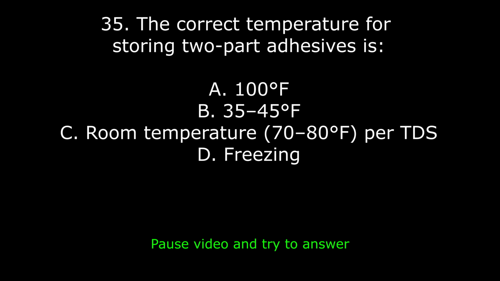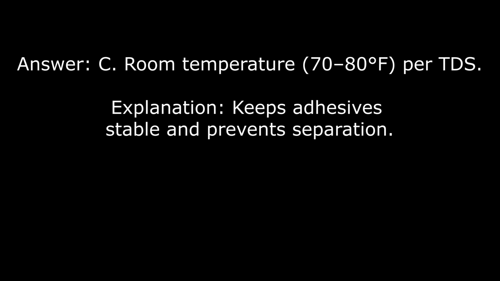35. The correct temperature for storing two-part adhesives is A. 100 degrees Fahrenheit. B. 35 to 45 degrees Fahrenheit. C. Room temperature, 70 to 80 degrees Fahrenheit. D. Freezing. Answer: C. Room temperature, 70 to 80 degrees Fahrenheit. Explanation: keeps adhesive stable and prevents separation.